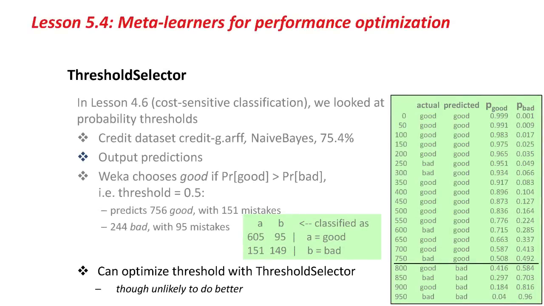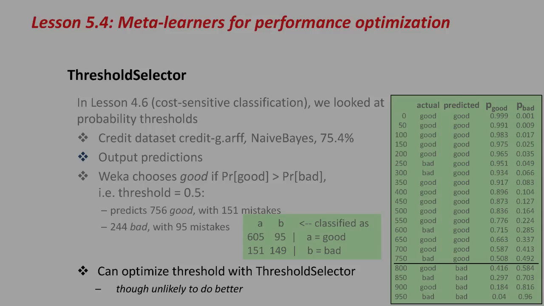The third thing I want to look at is a threshold selector. Do you remember in the last class, lesson 4.6, we looked at probability thresholds? And we found that naive Bayes uses a probability threshold of 0.5, and we fiddled around with that to optimize a cost matrix. Well, that's exactly the kind of thing the threshold selector can optimize. In fact, in this case, it's unlikely to do better than naive Bayes, but we can do different things.